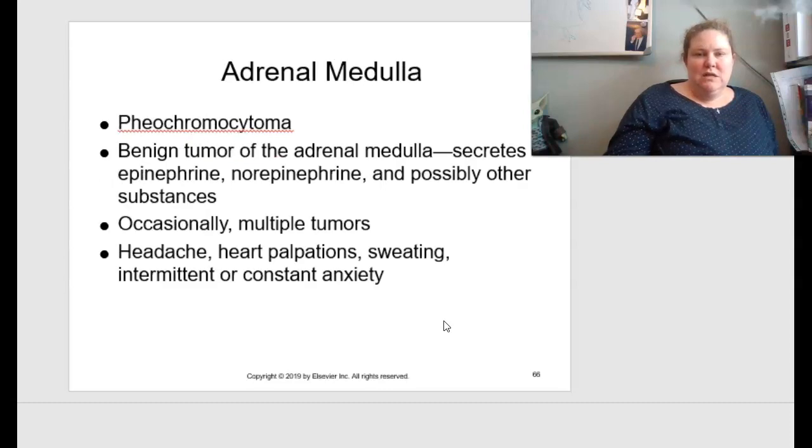So your adrenal medulla, this is pheochromocytoma, and this would be where you have a benign tumor that's occurring in the adrenal medulla, and this is going to secrete epinephrine, norepinephrine, and possibly other substances. And occasionally, this can result in multiple tumors.